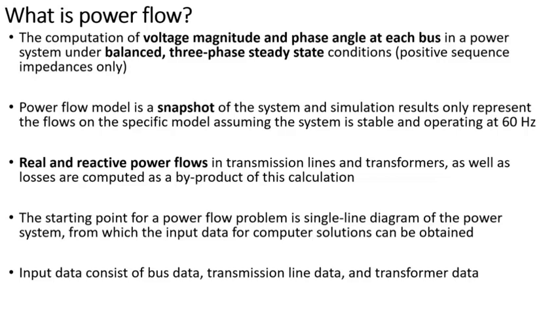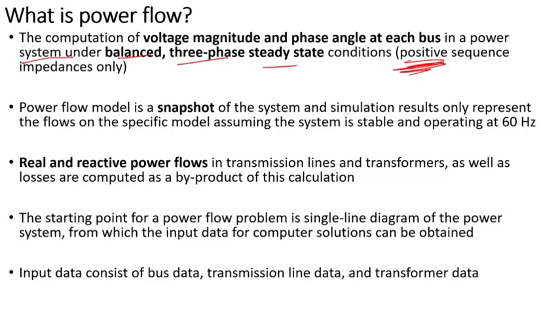And this is done under a balanced system. That's what we mean by steady state. In other words, everything is balanced when we do this power flow. So balanced, three-phase, steady state conditions. Positive sequence impedances only are involved here, so no negative, no zero sequence, because that would be very complicated to take into account, and we assume balanced conditions. In power flow, everything is balanced and under steady state.